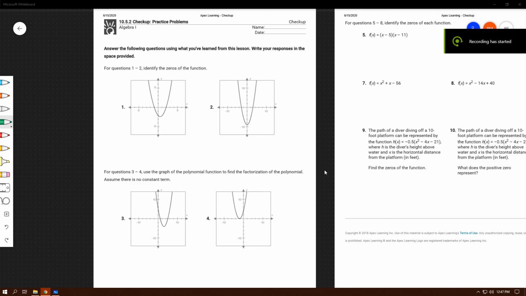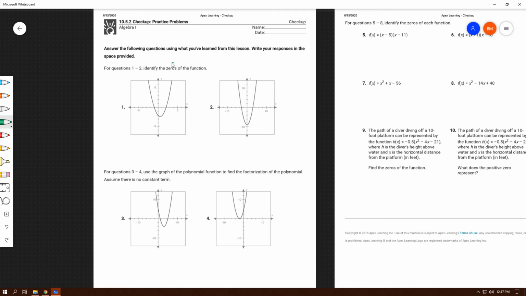All right, we're working on 10.5.3, factoring and graphing, and as always, we're just going to jump into the checkup problems. All right, what we need to first discuss is what in the world does the term zeros mean?